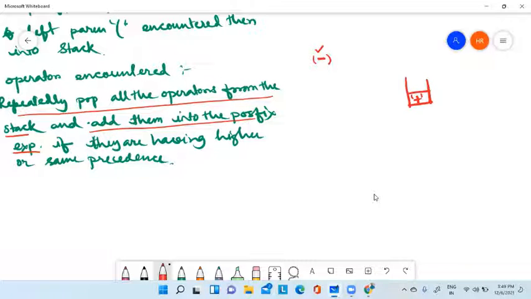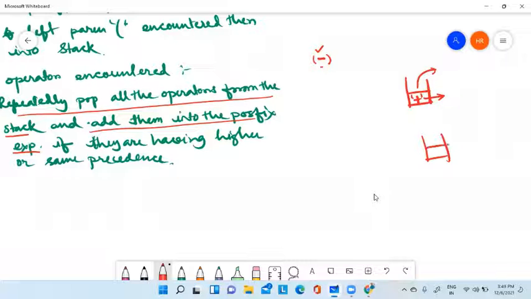We have to repeatedly pop all the operators and add them into the postfix expression if they have higher or same precedence. So here we have encountered minus, and in the stack we have plus. They have the same precedence, so it will be popped.